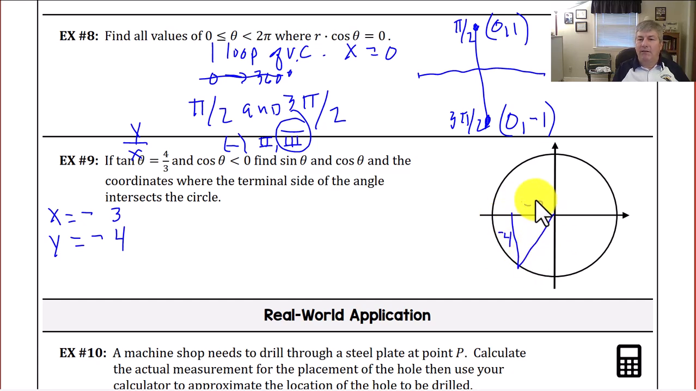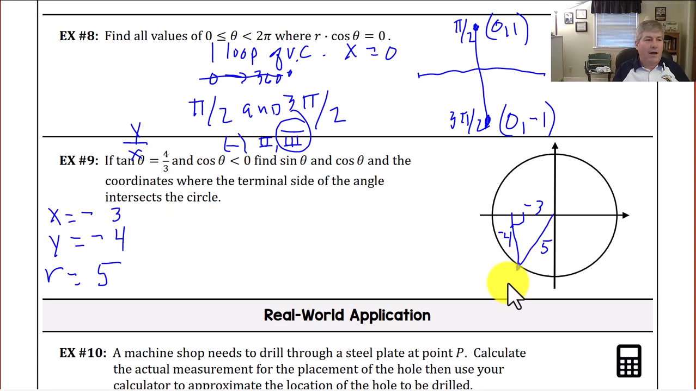Oh, we love this. We remember our Pythagorean triples. This is a 3, 4, 5 right triangle. So we know by doing the Pythagorean theorem in our head that r is positive 5. And now we can find all our trig functions. Go back and read the question. Find sine and cosine of theta and the coordinates where the terminal side of the angle intersects the circle.